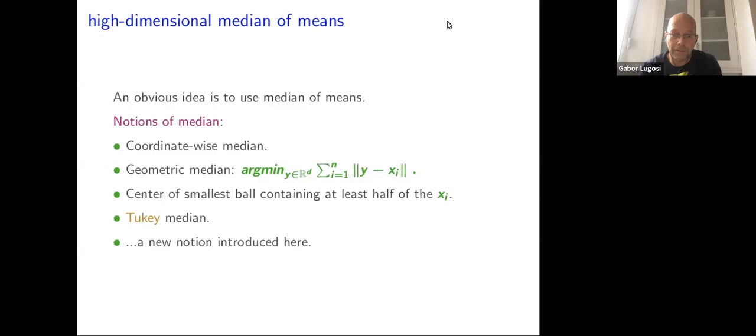Another generalization of the one-dimensional median is to take the center of the smallest ball that contains at least half of the data points. That's another notion of a multivariate median. There are many notions. There's the so-called Tukey median, if you've heard about that, and I will introduce a kind of new notion of a median here, which will be somehow the right one for our purposes.